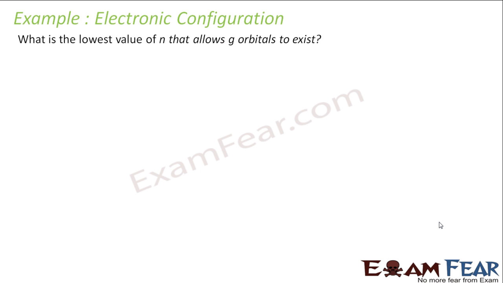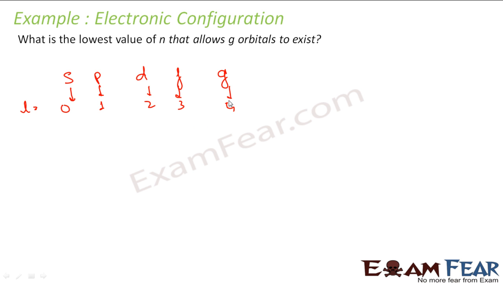Which is the lowest value of n that allows a g orbital to exist? The question is, which is the lowest value of n that allows a g orbital to exist? See, I have s orbital, p orbital, d, f, g orbital, right? For s orbital, L is 0. Then this is 1, 2, 3 and 4. And we know that n has to be 1 more than L, right? So for L to be 0, the minimum value of n is 1 because it starts from 1.